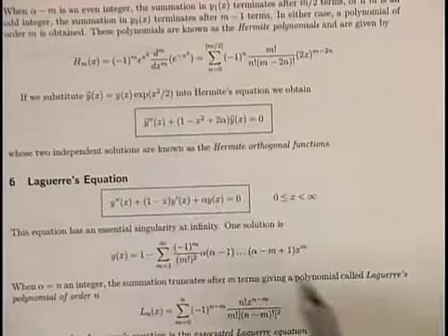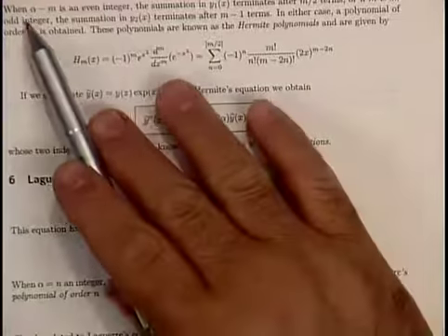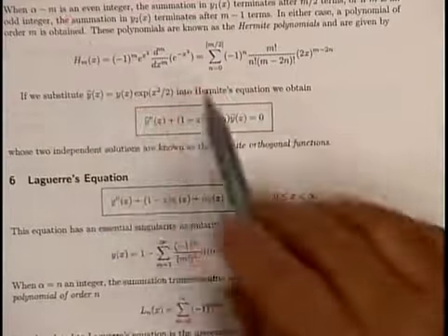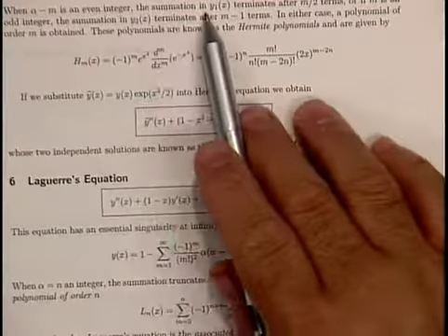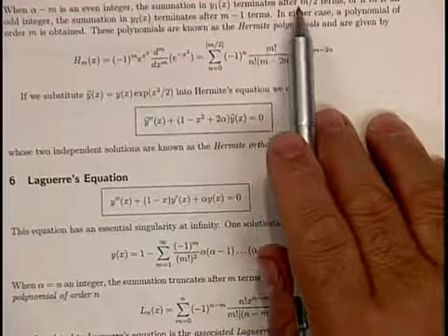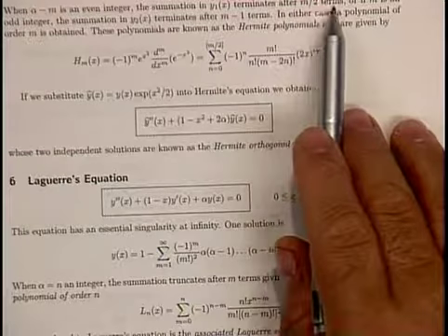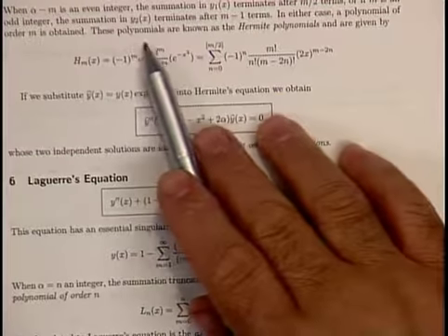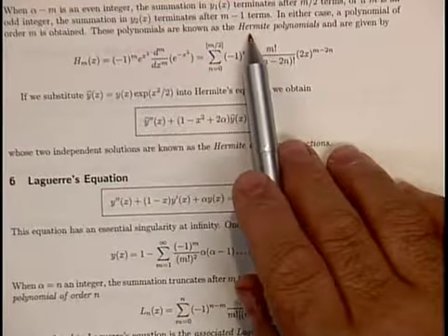So now when alpha minus m here is an integer, the summation in y1 will always terminate after m over 2 terms, and you will get a polynomial, and this is what we call the Hermite polynomial.